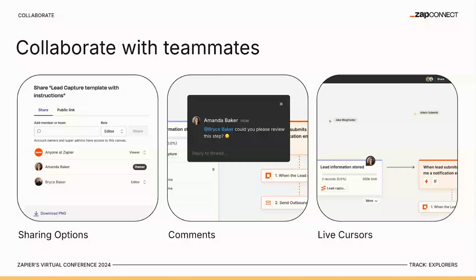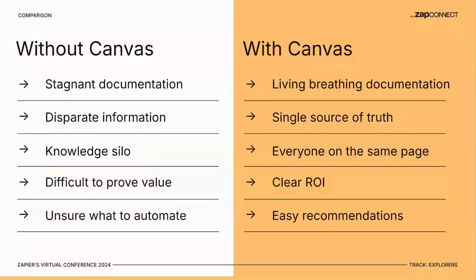Finally, we have live cursors, so you can easily see which users are active in your Canvas and where they're working. This helps facilitate more real-time collaboration. We've seen our collaboration features help our users gain alignment on processes internally, showcase the value of their work, and win more clients.